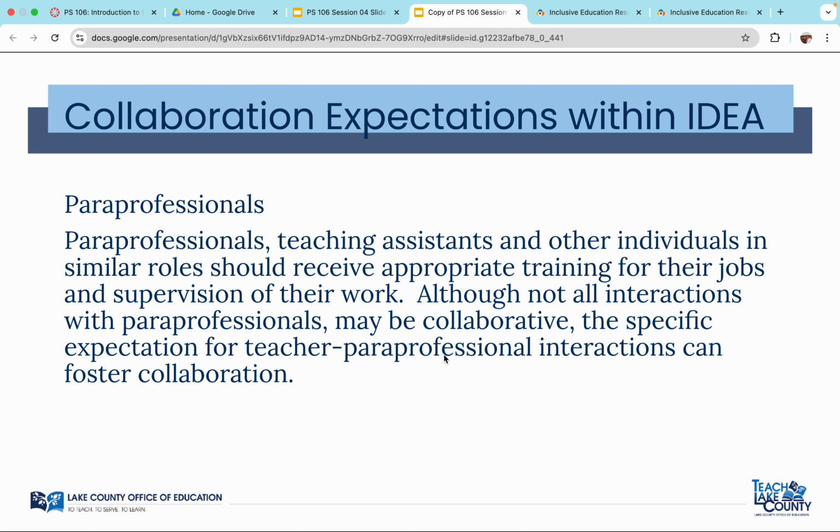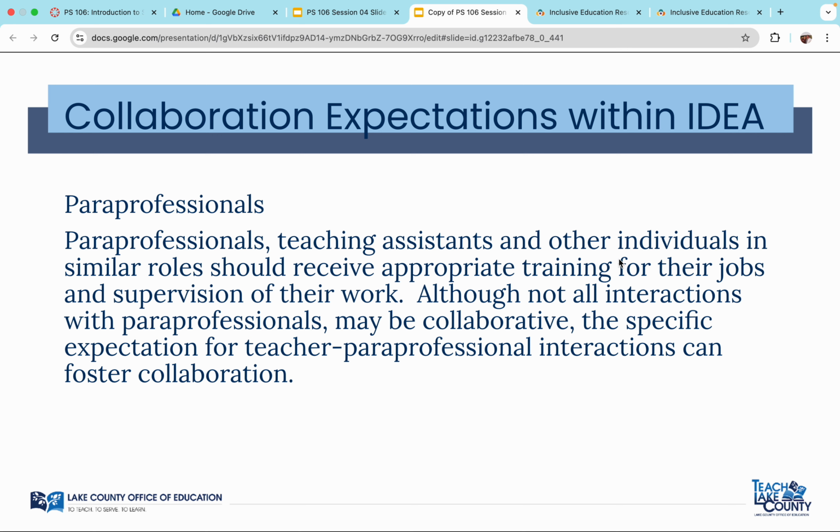Collaboration expectations continued. Paraprofessionals, teaching assistants, and other individuals in similar roles should receive appropriate training for their jobs and supervision of their work. Although not all interactions with paraprofessionals may be collaborative, the specific expectation for teacher-paraprofessional interactions can foster collaboration. Now, let's take a quick look at that first sentence again.